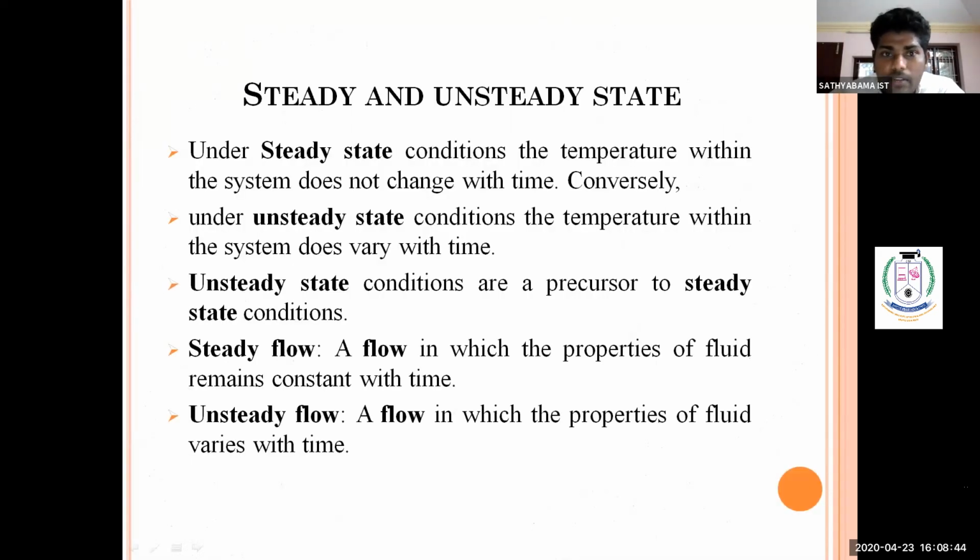Now next we are going to study steady and unsteady states. What is steady state and what is unsteady state? In the first unit you studied steady and unsteady states. Under steady conditions, the temperature within the system does not change with time. Under unsteady conditions, the temperature within the system does vary with time. So steady means the temperature will not vary with time, but unsteady means the temperature will vary with time.